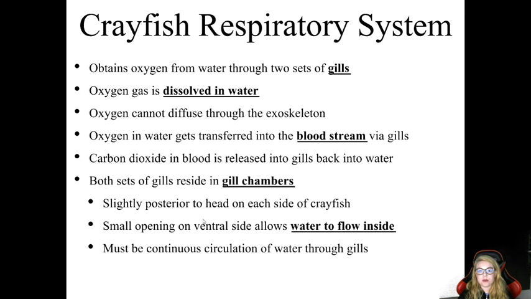These are slightly posterior to the head on each side of the crayfish. There's a small opening on the ventral side that allows water to flow inside. And there has to be a continuous circulation of water through these gills so that there is a continuous circulation of oxygen and carbon dioxide waste. So these are super important.